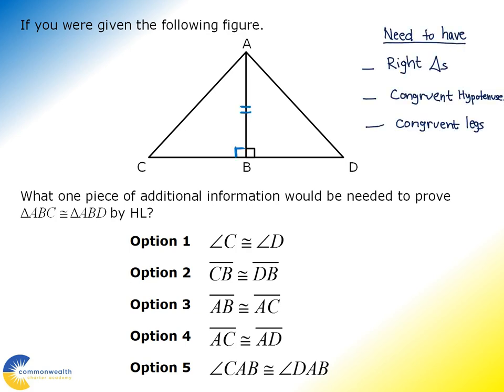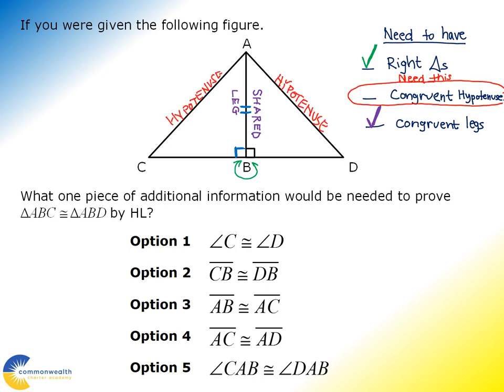So when I go through these other options, let me go through them really quickly. I have the right triangles. I have the congruent legs, as I said before. So I'm looking for congruent hypotenuses. That's what I need. And those are the hypotenuses, so that's why it's that choice. So, kind of what I just said in a nutshell.